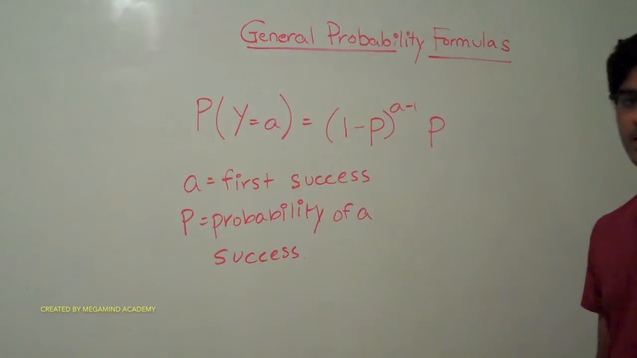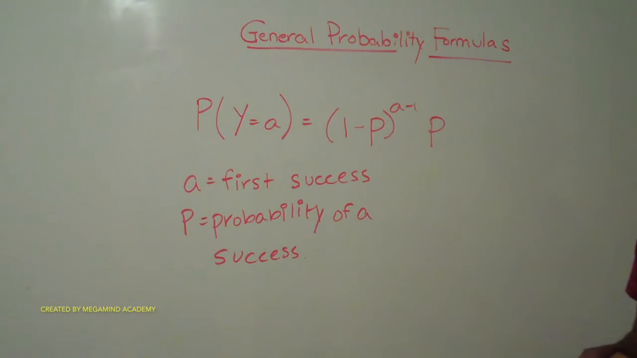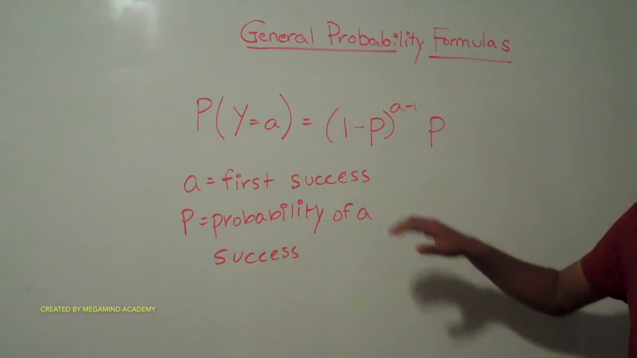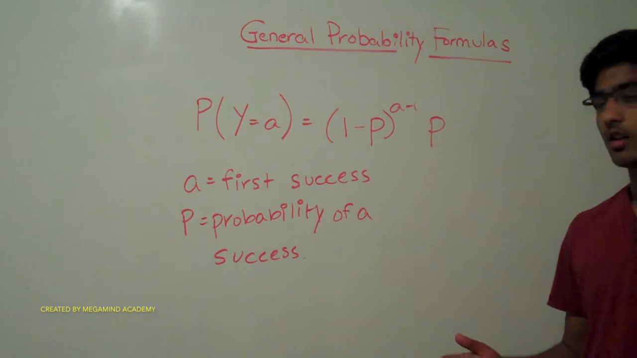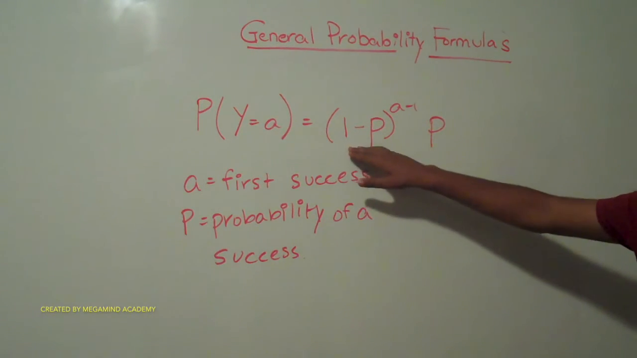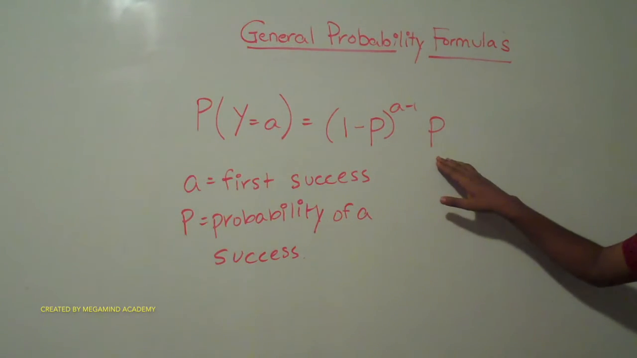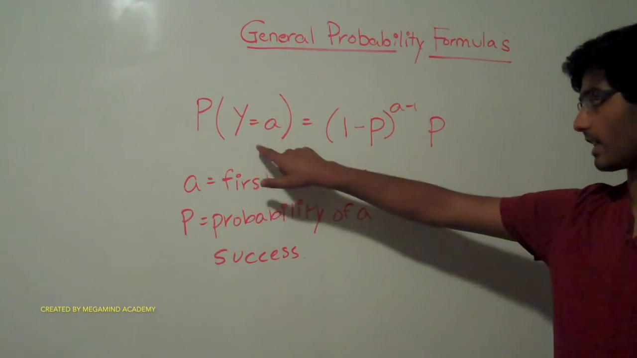Because this formula isn't on the formula sheet, it's pretty important to memorize. The easy way to solve this is, you have a as the first time you get a success. So that means that all the times before that, or a minus 1 times, we have failures. So you have the probability of a failure, or 1 minus p, to the number of failures that we have, times the one time that we get a success, which is on the a-th try.